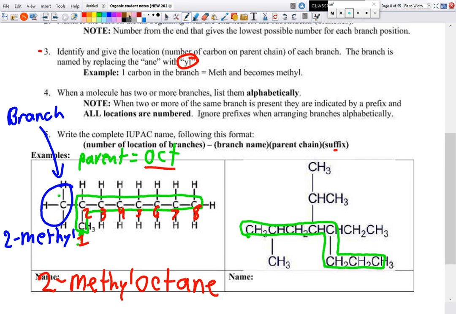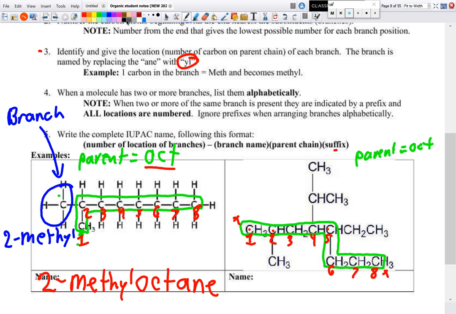So step 1 done. Step 2, number the carbons, starting with the end closest to the first branch. So my ends are here or here. Once again, it's not in the middle. Now if I start down here, 1, 2, 3, 4, my first branch is off carbon 4. If I start here, 1, 2, first branch off 2. So I need to go 1, 2, 3, 4, 5, 6, 7, and 8. Those are the numbers. And just for my own memory, my parent is equal to oct, because I have 8 carbons.